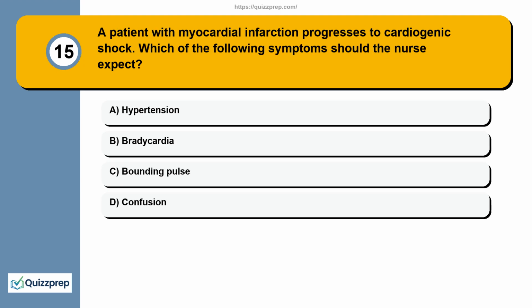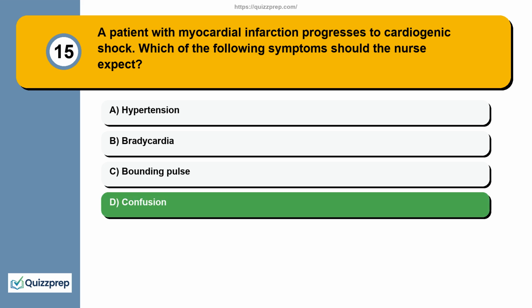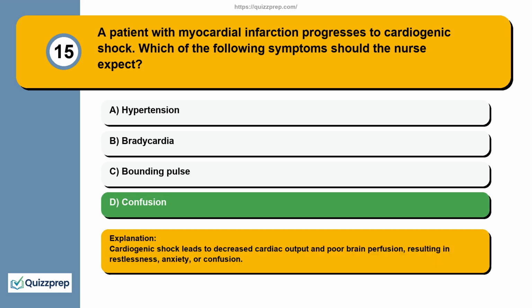Question 15. A patient with myocardial infarction progresses to cardiogenic shock. Which of the following symptoms should the nurse expect? Hypertension, bradycardia, bounding pulse, confusion. Cardiogenic shock leads to decreased cardiac output and poor brain perfusion, resulting in restlessness, anxiety, or confusion.